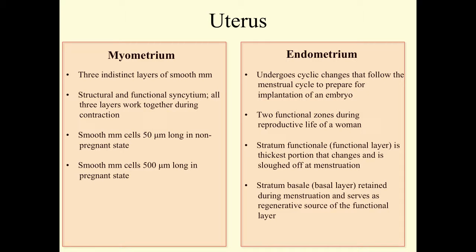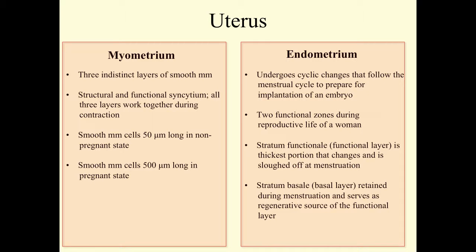Smooth muscle cells are up to 50 microns long in a non-pregnant uterus. The same cells can be 10 times longer, 500 microns long in a pregnant uterus. So not only is there a lot of cell division, but there's considerable growth in the individual smooth muscle cells during pregnancy.